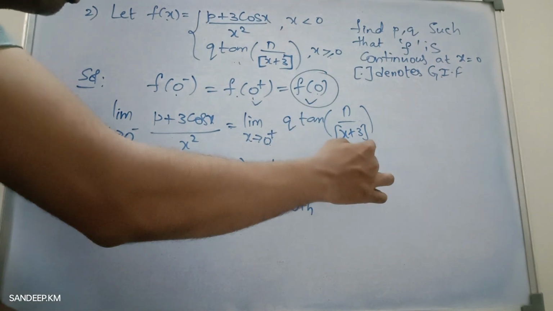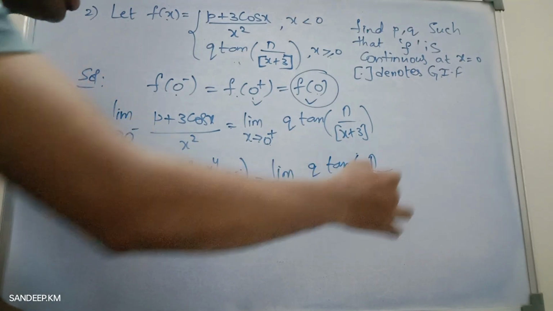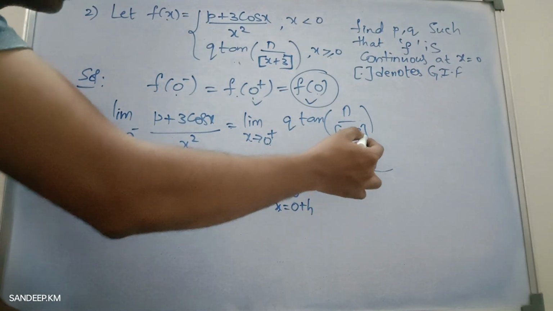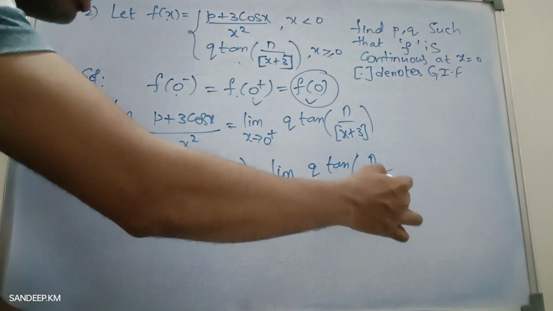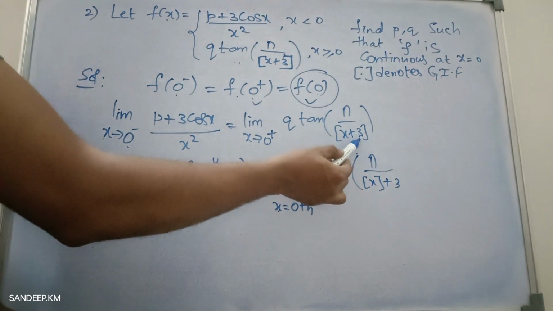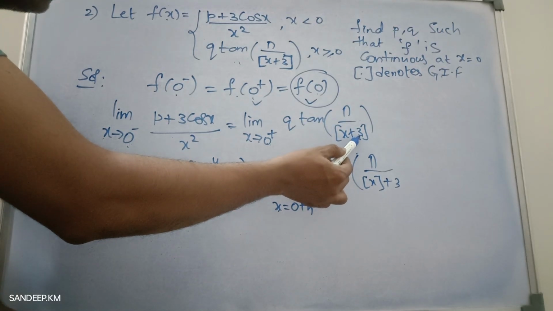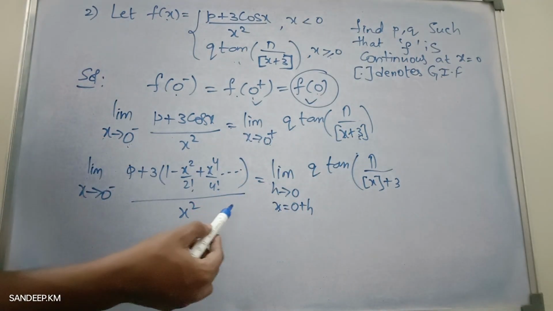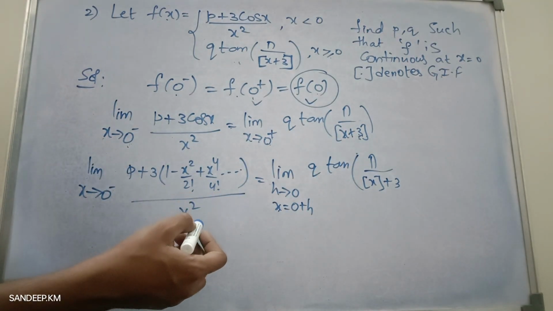So q into tan of pi divided by, dear students, [x] plus 3 is [x] plus 3. I can separate the greatest integer for these two if 3 is an integer. 3 is an integer, no? When 3 is an integer, we can apply the greatest integer only for x. It is not needed for 3. This is a property of the greatest integer function.